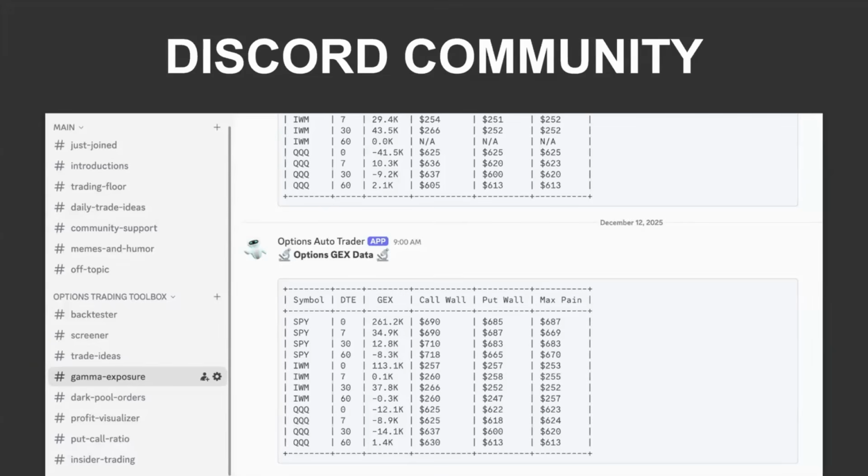Not only that, there is a Discord. So if you haven't seen yet, inside our Options Auto Trader Discord, there's a new channel and section dedicated to the options trading toolbox, where every single hour of the day, it's sharing the top backtests, the top screener results, the top trade ideas, top gamma exposure, so that even if you don't want to go to the site, you can get access to all that data there inside of Discord. So you can also chat with other traders about it there. So it's all there for you in one place.